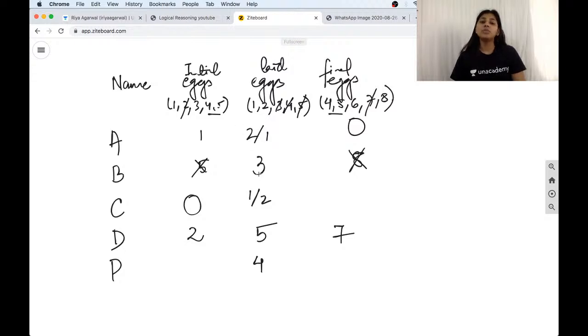Why only these two? Because 3, 4, 5 are already placed. So we cannot take 1 for A. We cannot take 2 because 2 is already placed for D. So we will have to take 3 for MP. We also cannot take more than that.